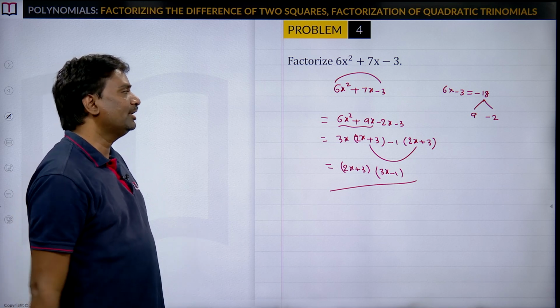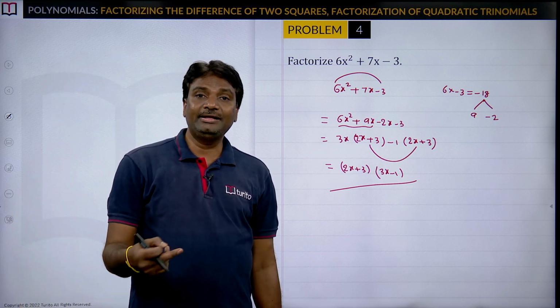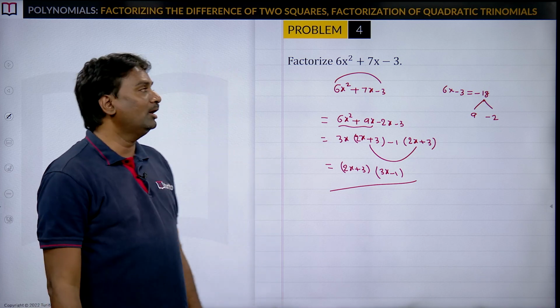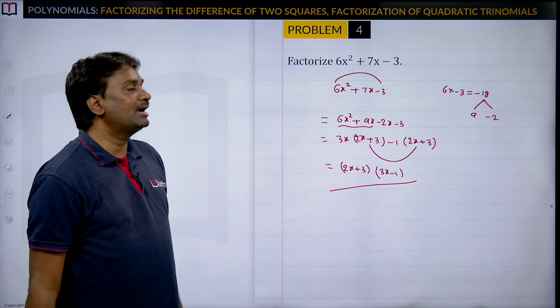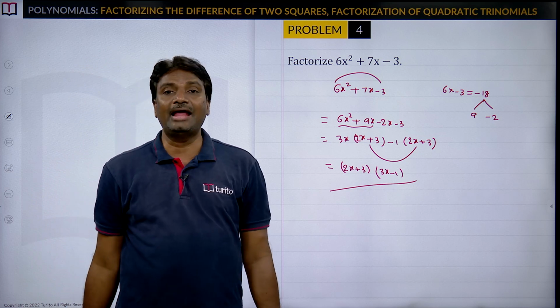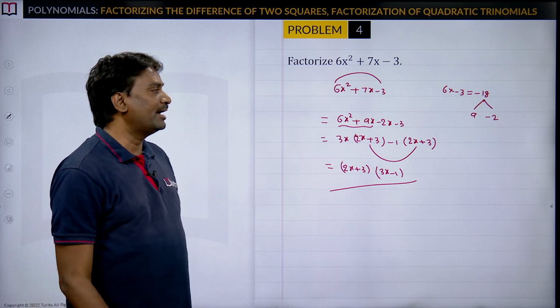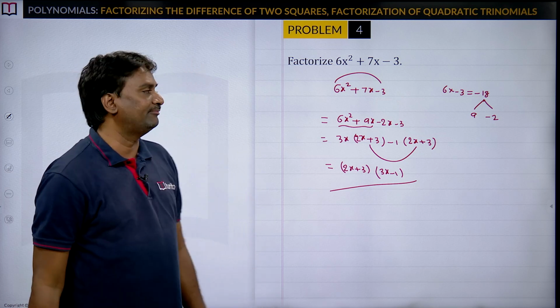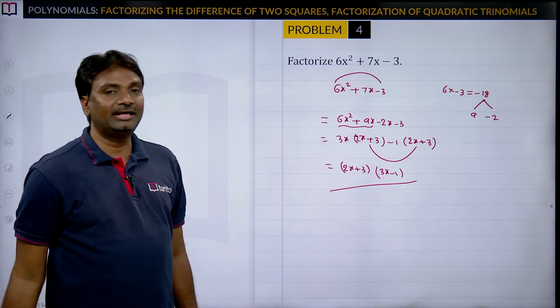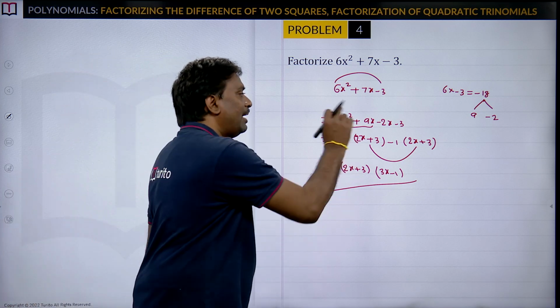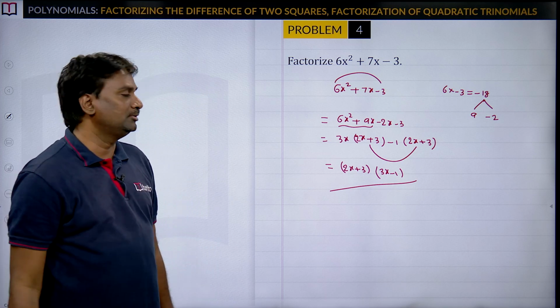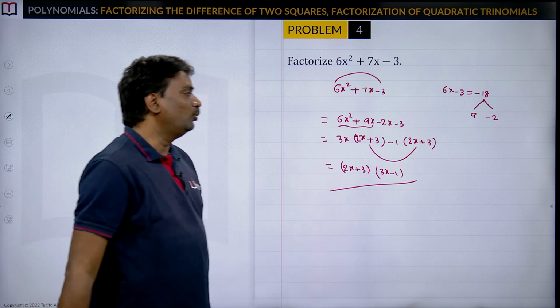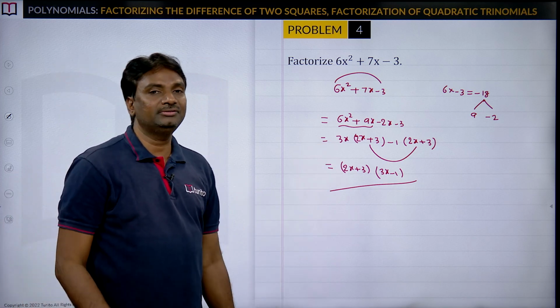So, take 6x square plus 7x minus 3, multiply 6 and minus 3, we got minus 18. Take the factors of minus 18 as 9 and minus 2. 9 into minus 2 is minus 18, 9 minus 2 equal to 7. So, by taking 3x as common from the first two terms, minus 1 as common from the last two terms, finally we got 2x plus 3 into 3x minus 1.